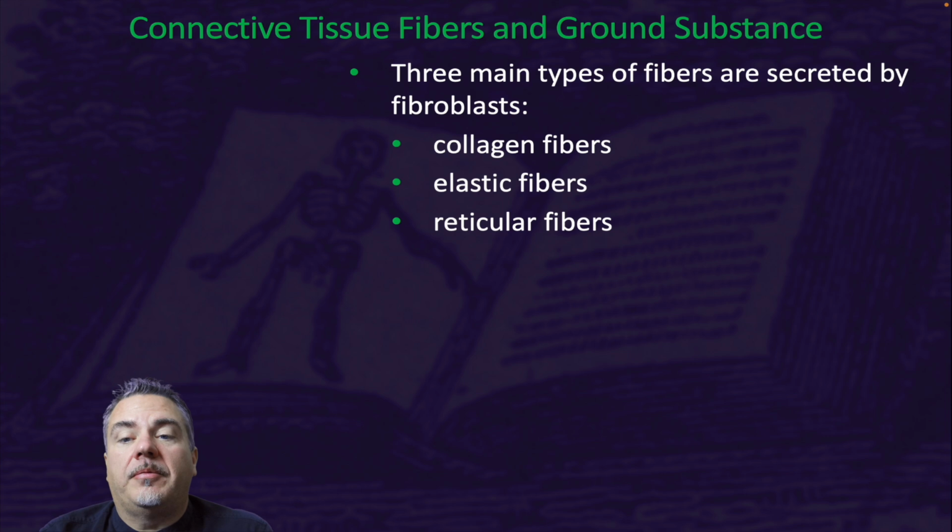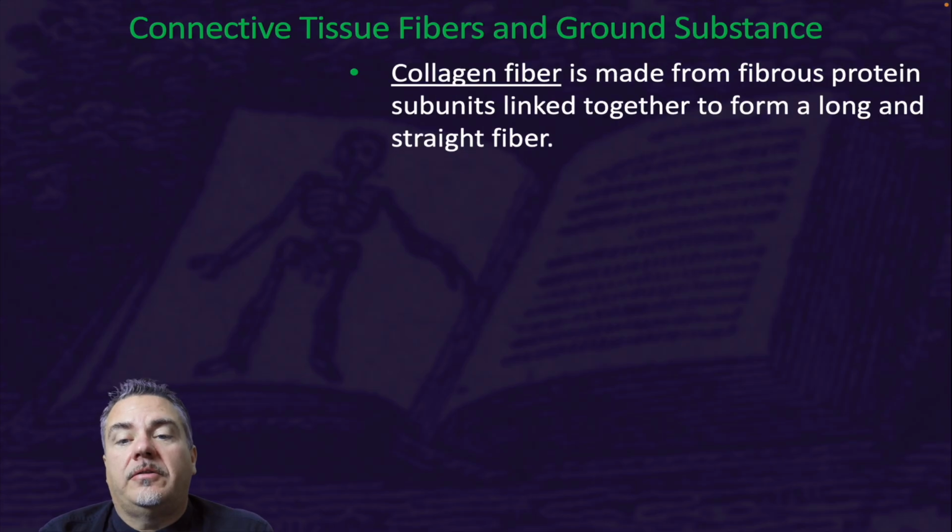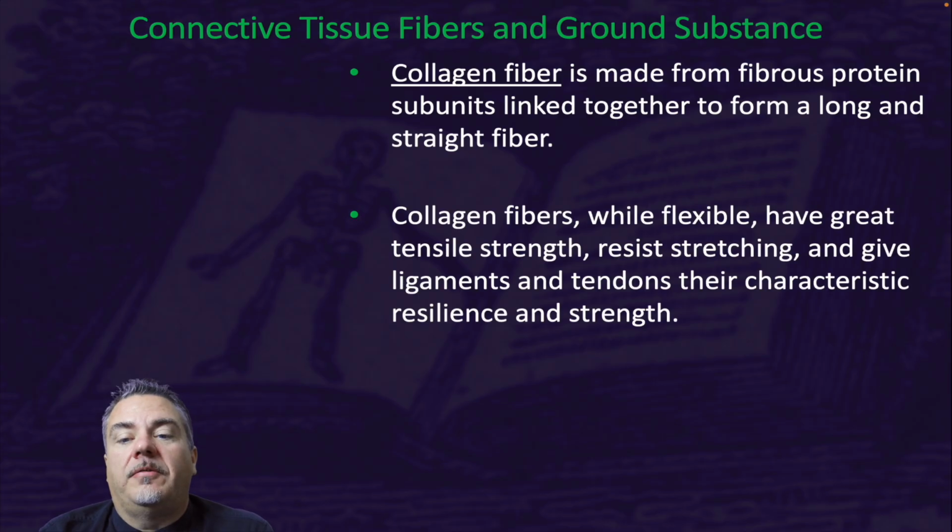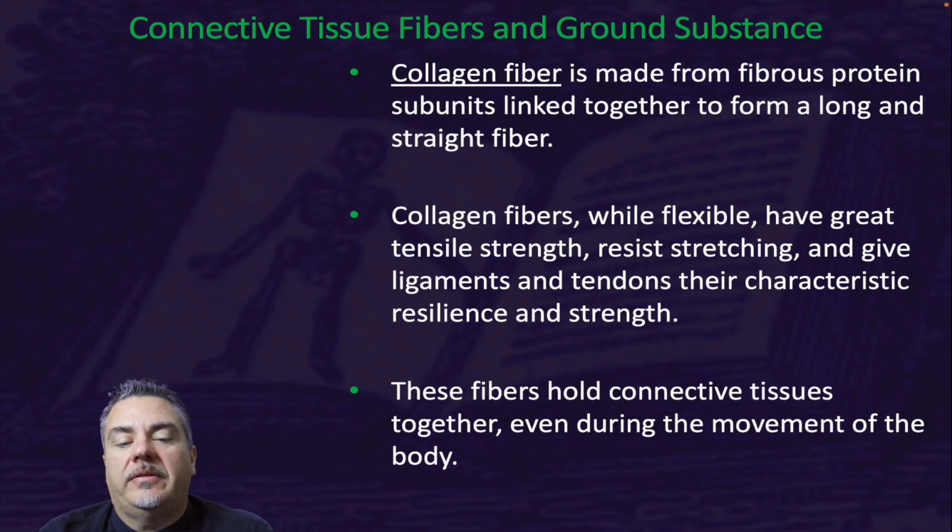Three main types of fibers are secreted by fibroblasts: collagen fibers, elastic fibers, and reticular fibers. Collagen fiber is made from fibrous protein subunits linked together to form a long and straight fiber. Collagen fibers, while flexible, have great tensile strength, resist stretching, and give ligaments and tendons their characteristic resilience and strength. These fibers hold connective tissues together even during the movement of the body.